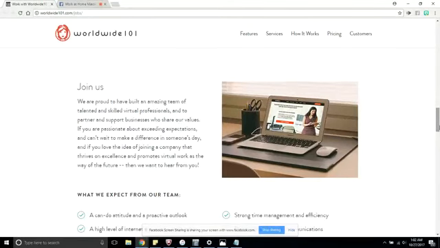You will have to go through a fairly thorough application process, which includes 2 video interviews, psychometric testing, reference, and background checks. Yes, you will need references for these people because they don't want to be hiring just anybody. To work for Worldwide 101, experience is required. They want you to have at least 7 years of experience.